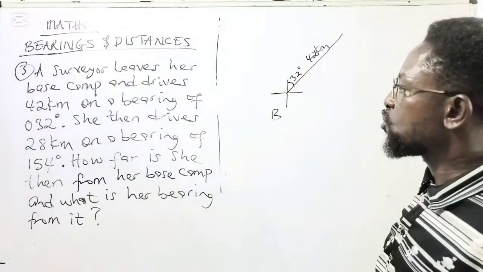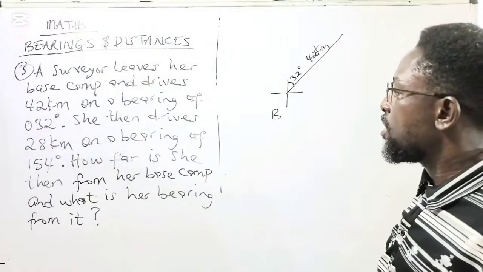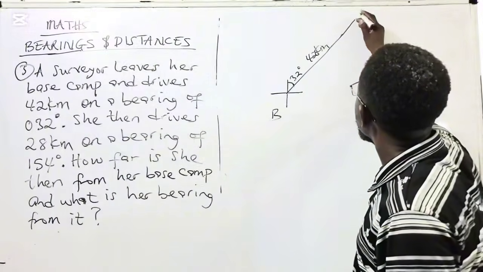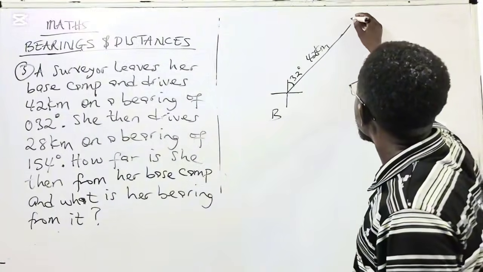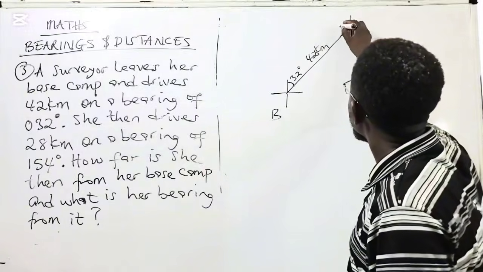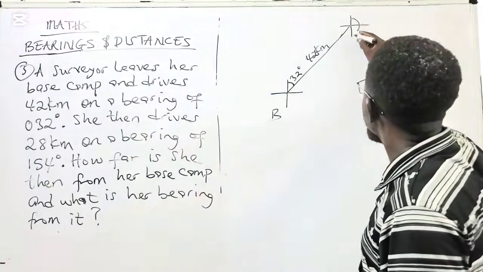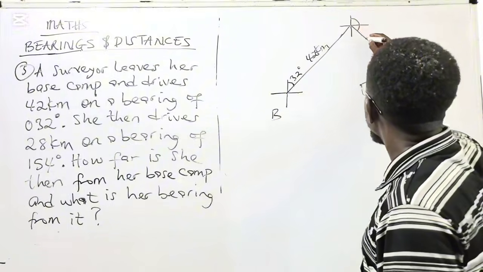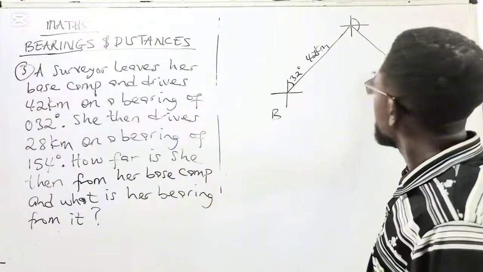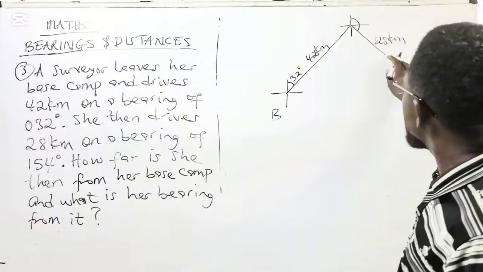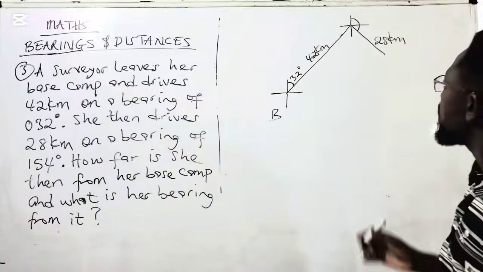He then drives 28 kilometers on a bearing of 154. We cut across the 90-degree point, but it's not going to be 180. And here we're talking about 28 kilometers. Of course, 42 kilometers is going to be longer than 28 kilometers, so I can stop at that point.